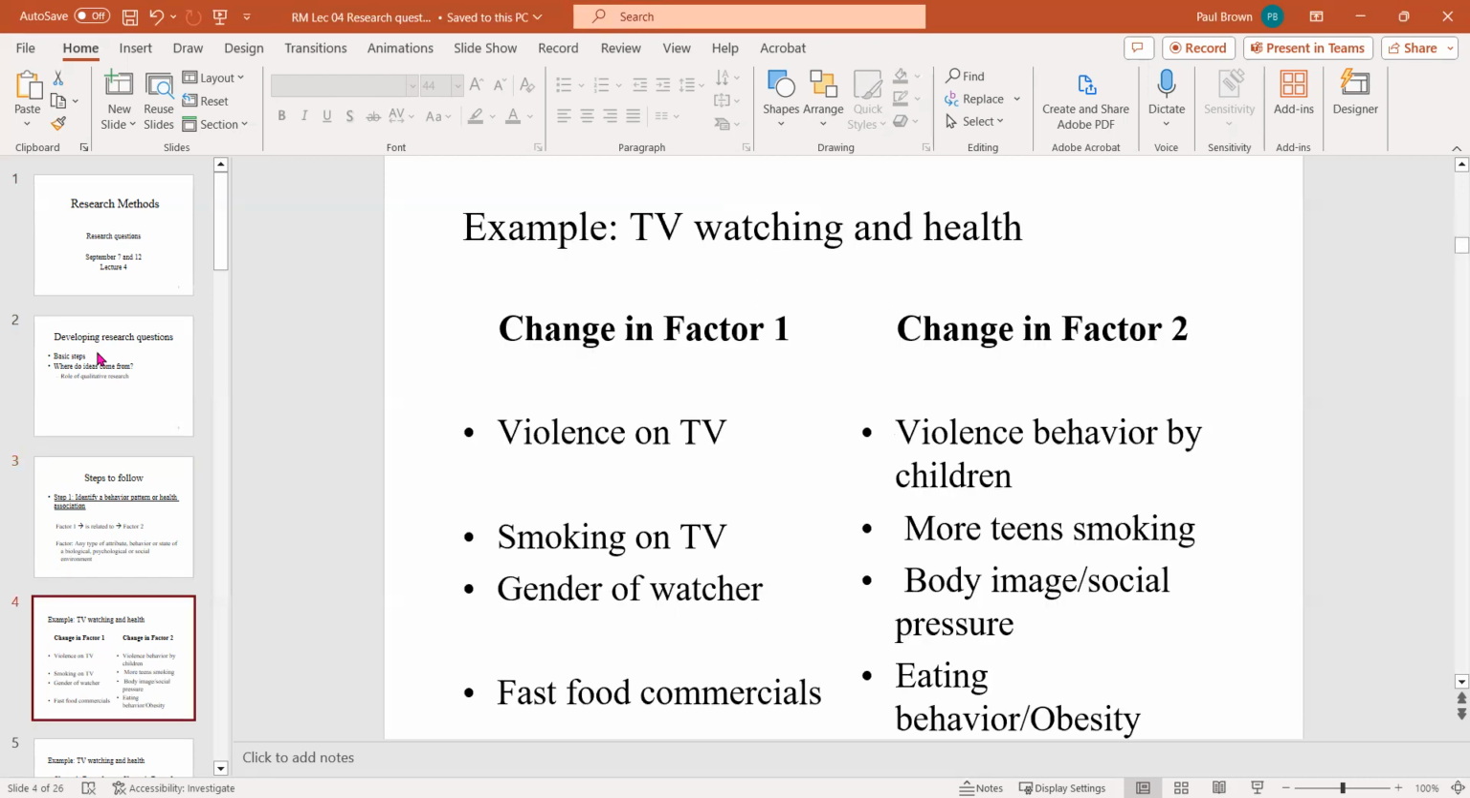Okay, so we started to go through some different ones. Last time we did violence on TV. Let's take smoking on TV. You think that smoking on TV leads to more teens smoking, okay? So smoking on TV, dependent or independent variable? Independent. More teen smoking would be the dependent variable. So which way does the directionality go? Does more smoking on TV lead to more teens smoking, or does it go the other way? More and more.